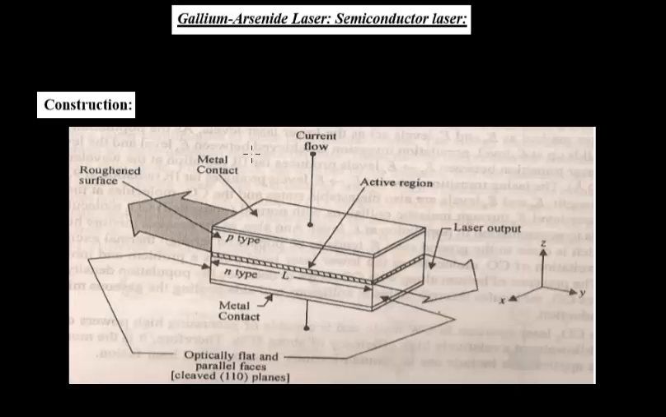So we can consider it as a gallium arsenide laser diode. And as we know, a diode never conducts in reverse biasing, so we'll only talk about forward biasing. Now this is the construction of the semiconductor laser. Here we can see this is the P region, this is the N region, and this is the junction.